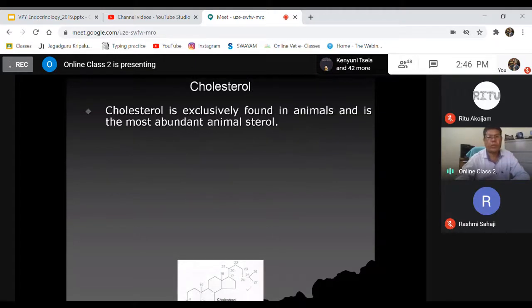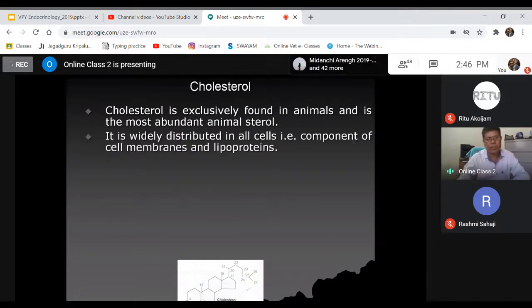Next is cholesterol. Cholesterol is exclusively found in animals and is the most abundant animal sterol. It contains one OH group attached to carbon number 3. As we saw in the previous slide, if a hydroxyl group is attached, it is called a sterol. Since cholesterol contains one hydroxyl group, it is a sterol, and since it is present only in animals, it is the animal sterol. It is widely distributed in the cells, as a component of the biological membranes and the lipoproteins.